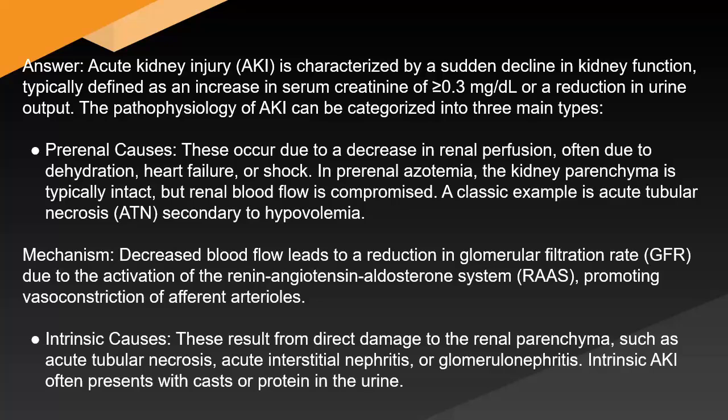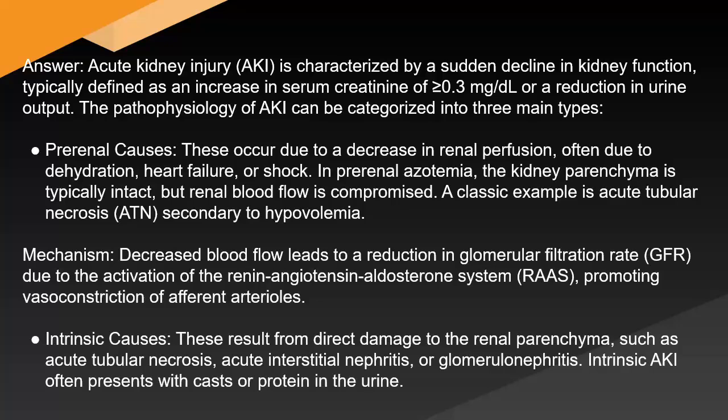The pathophysiology of AKI can be categorized into three main types. Prerenal causes. These occur due to a decrease in renal perfusion, often due to dehydration, heart failure, or shock. In prerenal azotemia, the kidney parenchyma is typically intact, but renal blood flow is compromised. A classic example is acute tubular necrosis secondary to hypovolemia. Mechanism. Decreased blood flow leads to a reduction in glomerular filtration rate (GFR) due to the activation of the renin-angiotensin-aldosterone system (RAAS), promoting vasoconstriction of afferent arterioles.